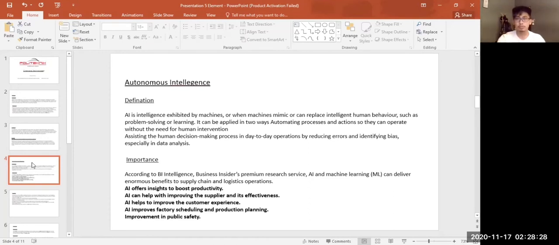So the importance of autonomous intelligence: according to AI business insight, primary research and machine learning can deliver autonomous benefits to supply chains and logistics operations. The first one is AI offers insight to boost productivity. Second, AI can help improve supplier effectiveness. Number three, AI helps improve the customer experience. The fourth is AI improves factory scheduling and production planning, and the last one is improvement in public safety.